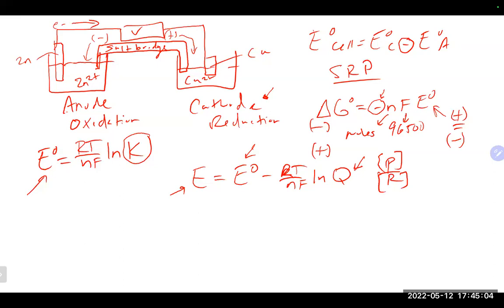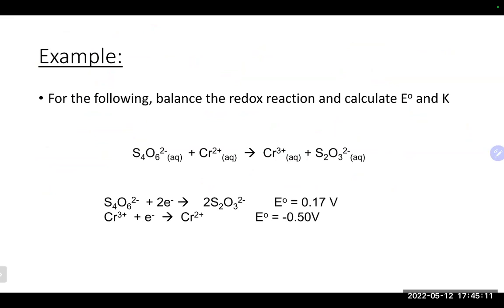Any questions on any of the stuff we talked about, I think, last time? Okay, so I think we had one more example here that we didn't get to. So why don't we do this one? For the following, why don't we just do the calculating of the E and the K in this case? See what you come up with. This again is our SRP table information given to us. Okay, let's take a look.